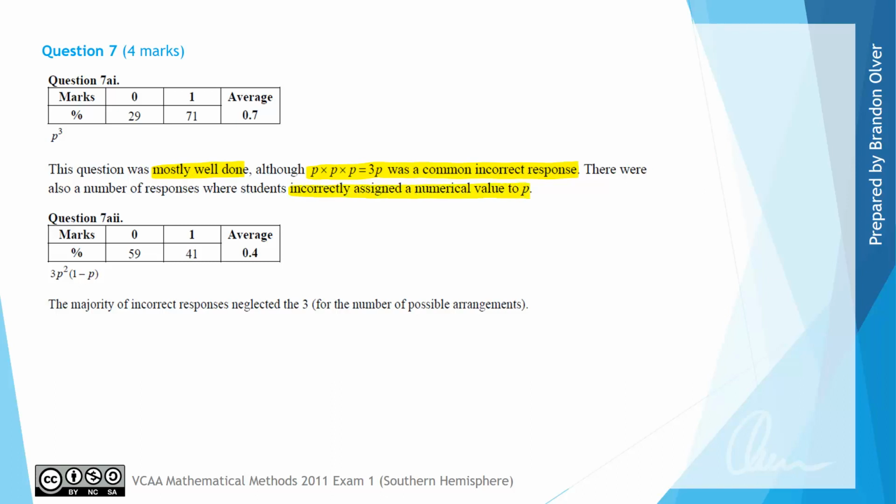For part 2 of part A, we can see that 41% of students got that mark, with 59% of students not getting the mark for that question, and the majority of incorrect responses neglected the 3, which takes into account the number of possible arrangements for 2 heads and a tail, which could have been head, head, tail, or head, tail, head, or tail, head, head, and that was easily calculated as being 3 choose 2 on the previous slide, and that comes out to be 3.